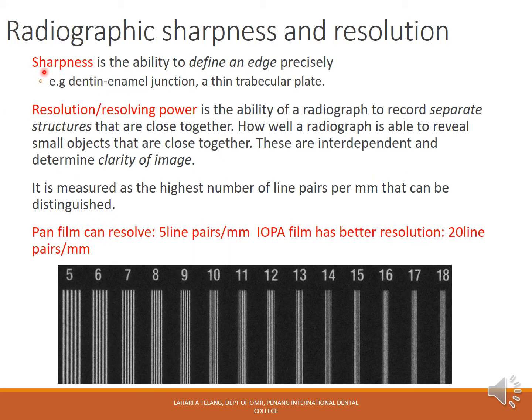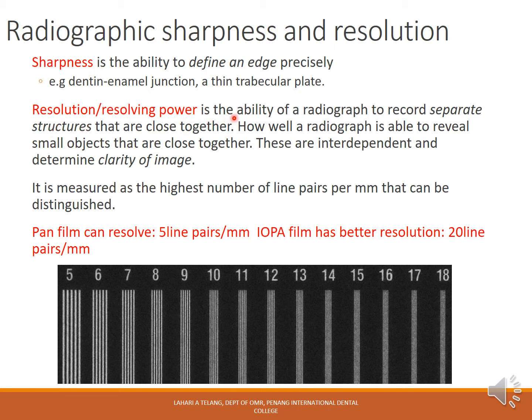The last image characteristic is sharpness and resolution. They often together contribute to what we call the clarity of the image. Sharpness is the ability to define edges precisely, which means that if your ultimate radiographic image is allowing us to see the dentine and enamel junction very clearly, or able to appreciate a thin trabecular pattern or thin trabecular plate, it indicates that the image quality is quite sharp.